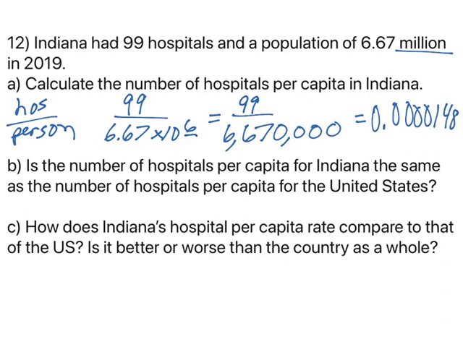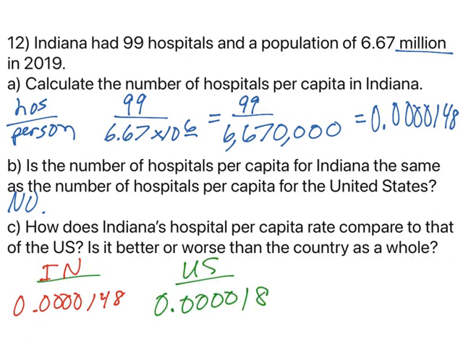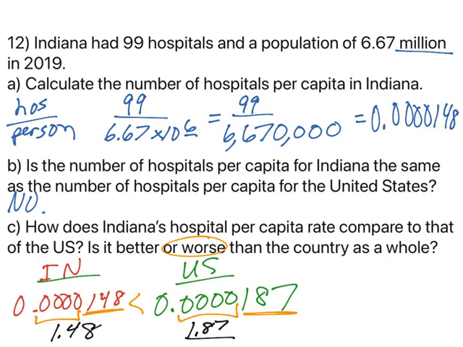Letter B, is the number of hospitals per capita for Indiana the same as the number of hospitals per capita for the U.S.? No. That's the answer. No, because Indiana is 0.0000148 and the U.S. is 0.0000187. So Indiana is slightly lower, because we're comparing 148 to 187, and they both have 4 zeros at the beginning. So Indiana is actually slightly worse than the country as a whole because we have fewer hospitals per person. And if we scaled that up to per 100,000, the U.S. as a whole is 1.87, Indiana would be 1.48. So it's fewer per person, which makes it fewer per any place you want. So Indiana is behind the U.S. when it comes to hospitals per person.